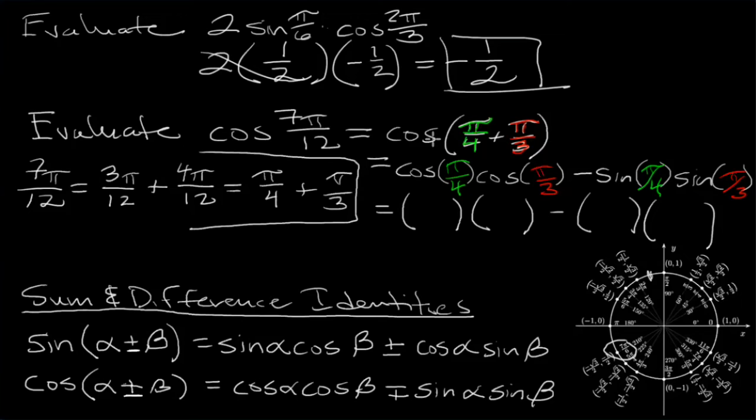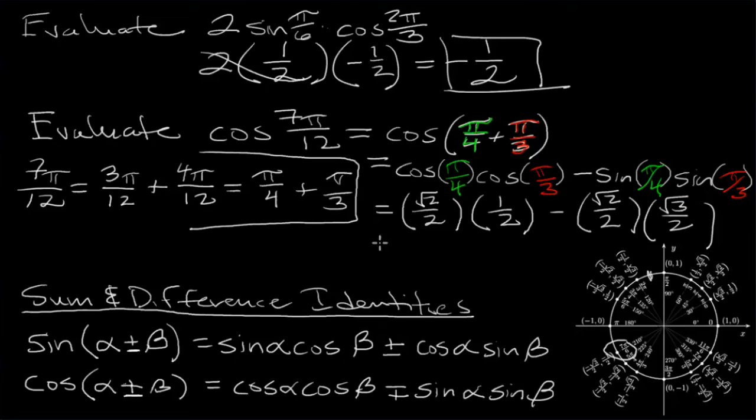So then cosine of pi over 4, cosine depends on x, so root 2 over 2. Cosine of pi over 3, that would be 1/2. Sine of pi over 4, root 2 over 2, because sine is y. Sine of pi over 3, the y value is root 3 over 2.